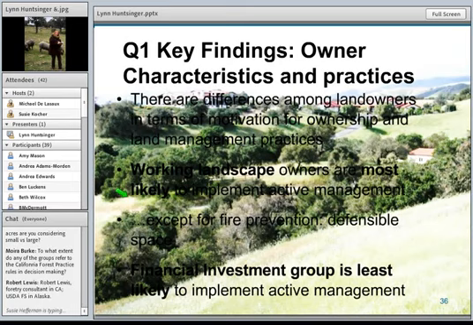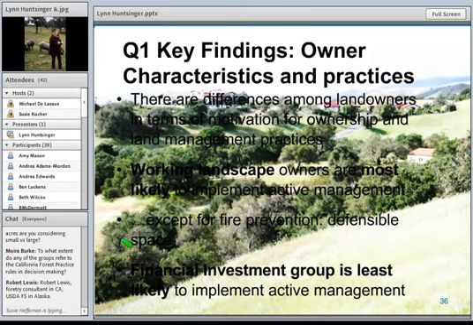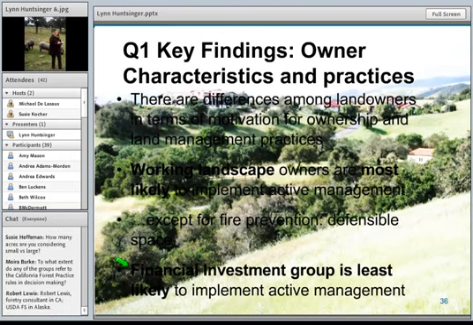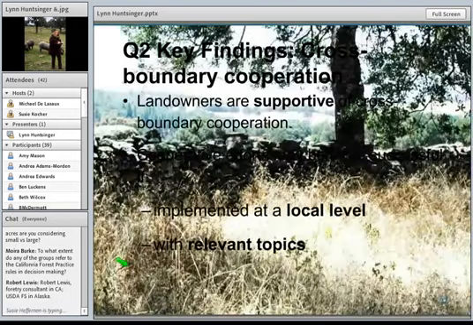There could be a variety of reasons for that. They're very involved in their land is one. They need to is another in order to maintain their livelihood and sustain their operations. Except for fire protection and defensible space. Most people are very involved in that as well, aside from our financial investors who tend to be absentee. And then the financial investment group is least likely to implement active management.